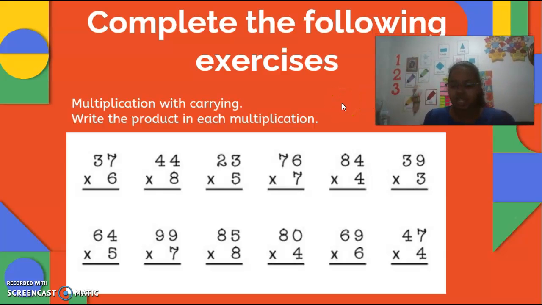Multiplication with carrying. Write a product in each multiplication. So here I have 12 different multiplications. You're going to copy them in your notebook and you're going to solve them, of course.